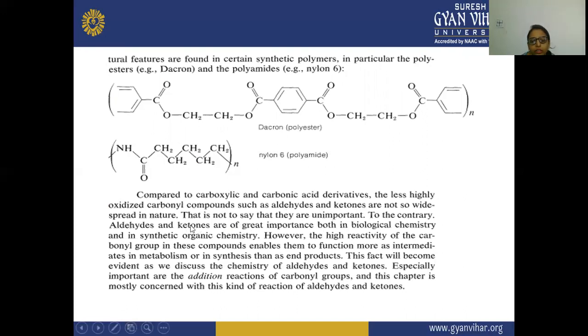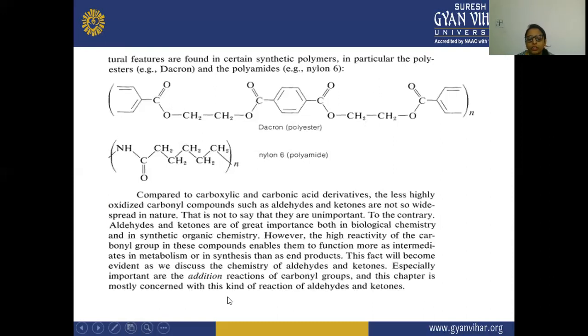To the contrary, aldehydes and ketones are of great importance both in biological chemistry as well as in synthetic organic chemistry. If they are not found widely in nature, that doesn't mean they are not important to us. However, the high reactivity of the carbonyl group in these compounds enables them to function more as intermediates in metabolism or in synthesis than as end products. These facts will become evident as we discuss the chemistry of aldehydes and ketones.